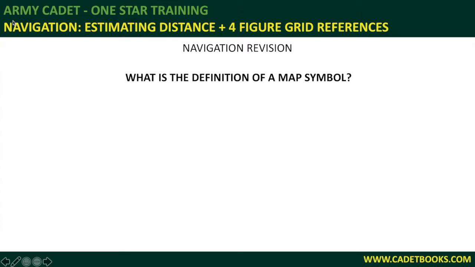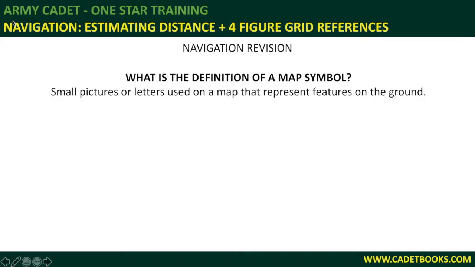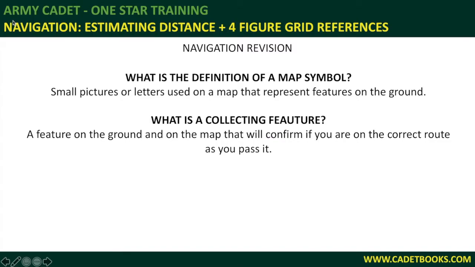Navigation revision. What is the definition of a map symbol? Small pictures or letters used on a map that represent features on the ground. What is a collecting feature? A feature on the ground and on the map that will confirm if you're on the correct route as you pass it.